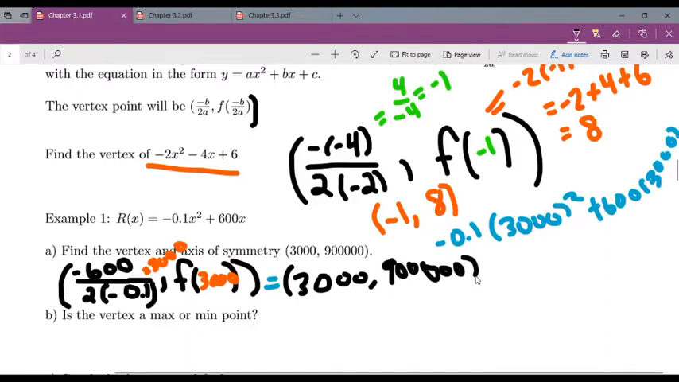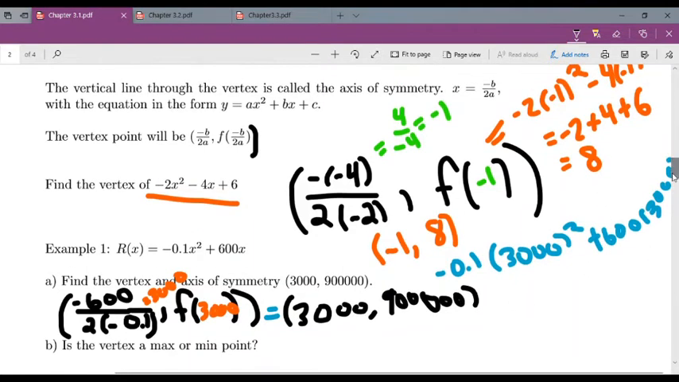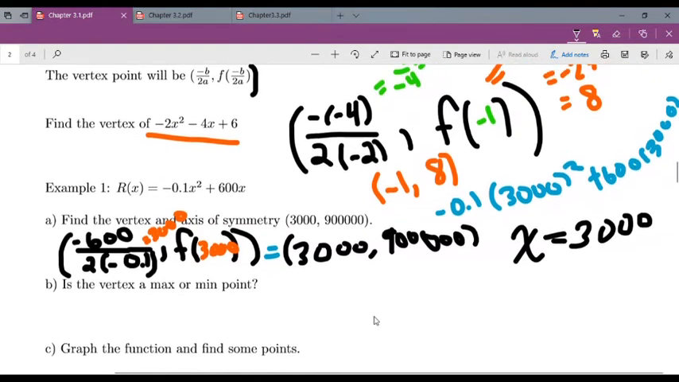Okay. Now it also wants you to find the axis of symmetry. So what you've got to know is, I always like to point it out, the axis of symmetry is essentially just your x point. So your axis of symmetry here is just x equals 3,000. So your vertex is 3,000 comma 900,000. Your axis of symmetry is just x equals 3,000.